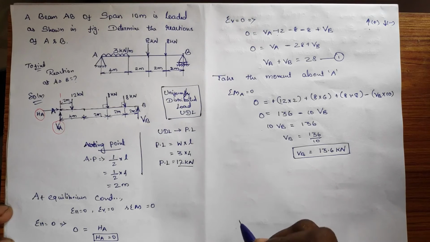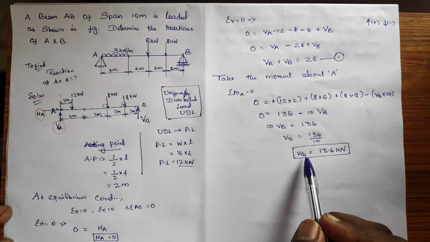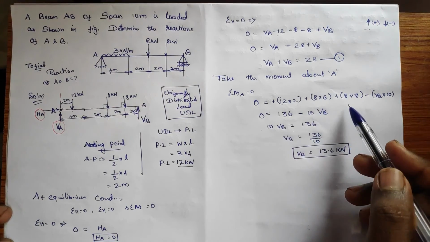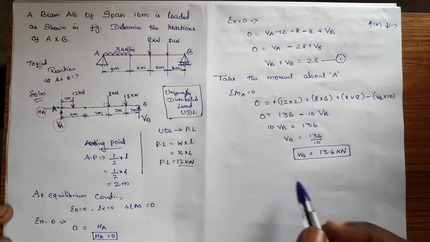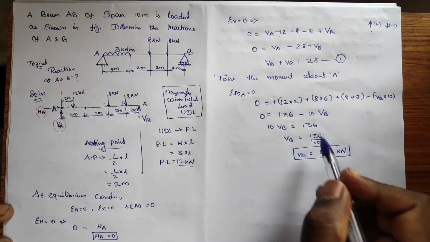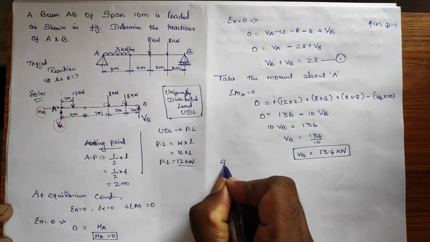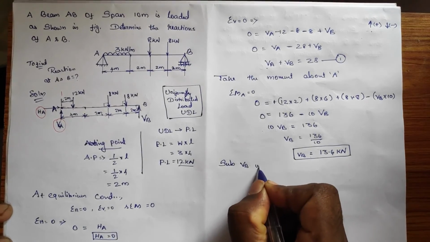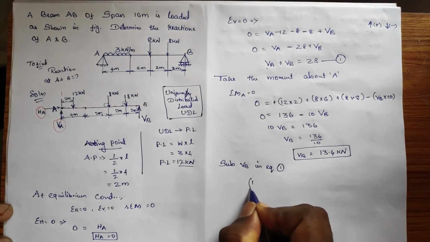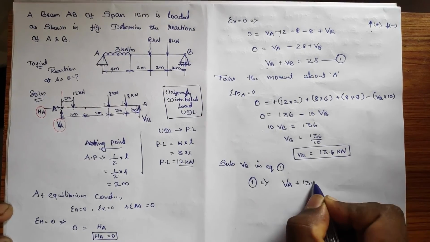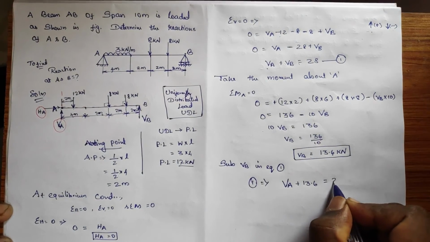Right? What is the next step? Two of the unknown forces are just found. One we need to find, right? VA we must find. In order to find it, see here we have one equation, right? If you put VB as 13.6 into the equation, we can find this VA answer. So substitute this VB in equation number 1. Equation number 1 will become VA plus 13.6, which is equal to 28.